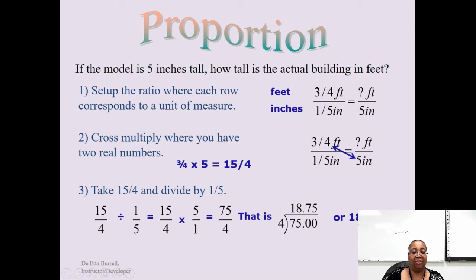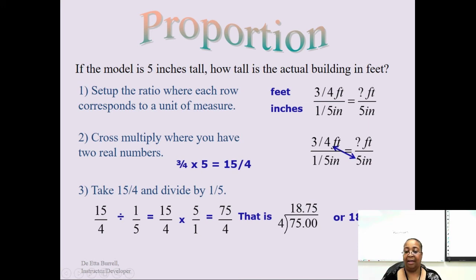And then you have to use the method of keep, switch, and flip. So we're going to keep the first fraction, 15/4. We're going to change the operation from division to multiplication. And then we're going to flip, or basically use the inverse of 1/5 and make it 5/1. Keep, switch, flip. Now once we've done that, we get 75/4.